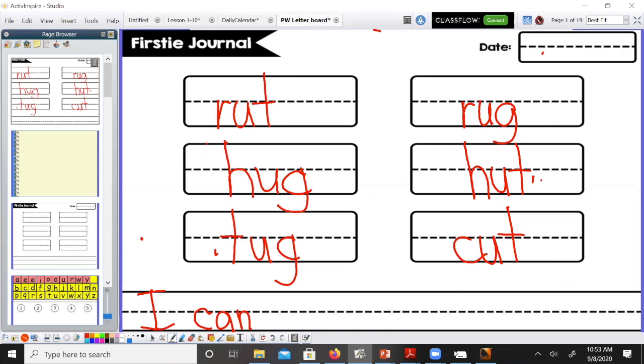Then tug, it's up here, so it should be spelled correctly. Tug, finger space, a, finger space, rug. It is also up here. R-U-G, rug, period. Okay, I can tug a rug. If yours doesn't look like mine, I want you to fix it. If you have any backwards letters, finger space.